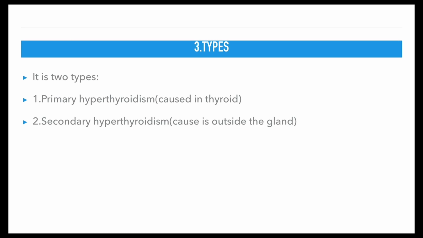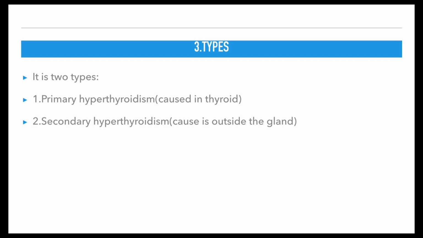Now let's see the types of hyperthyroidism. So basically it is of two types. First, primary hyperthyroidism. We say the hyperthyroidism is primary when the cause is inside the thyroid gland. For example, if there is a tumor of the thyroid gland, the cause is inside the thyroid gland, so it will fall under the category of primary hyperthyroidism.